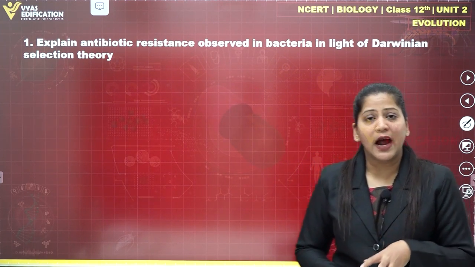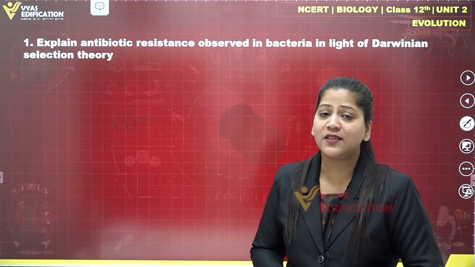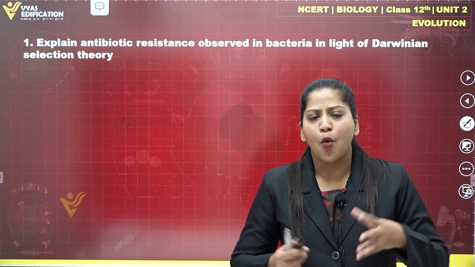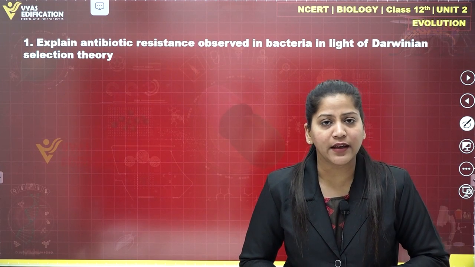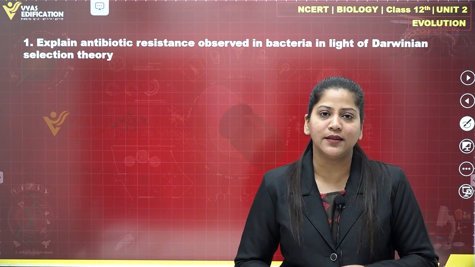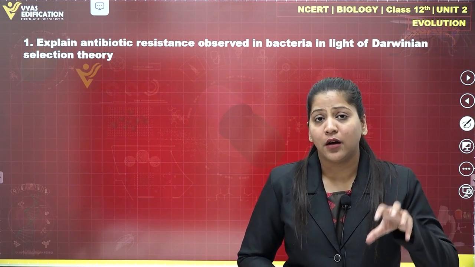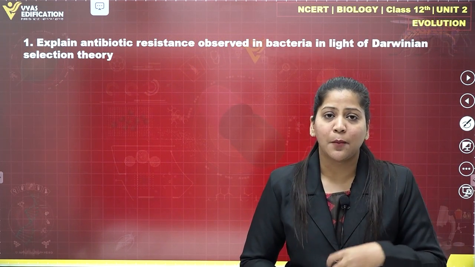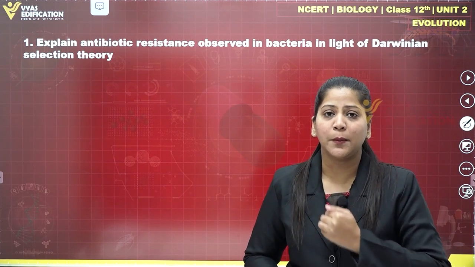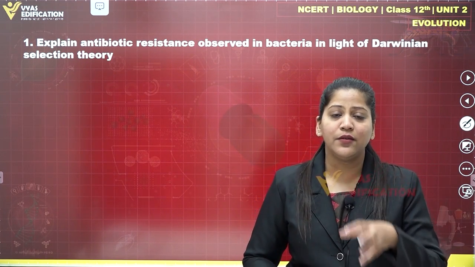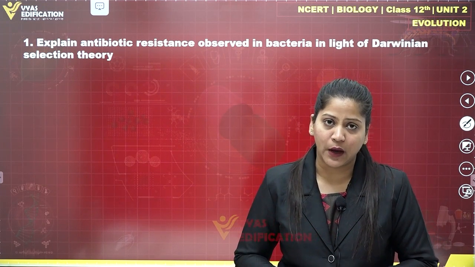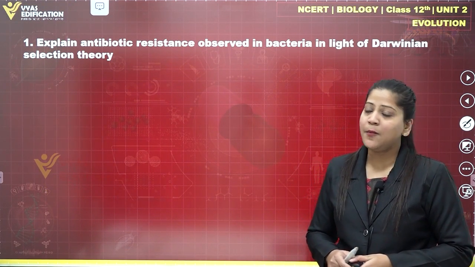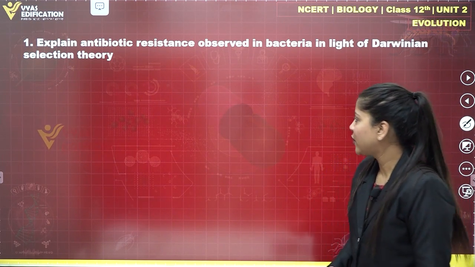Now, if we talk about antibiotic resistance, when people started using the antibiotic penicillin, most of the bacteria were susceptible to it and were easily killed. However, with time, bacteria adapted to it. They developed some methods to fight this antibiotic penicillin, and they survived even in the presence of penicillin. This is how antibiotic resistance in bacteria was observed according to Darwin's selection theory. Now let's write the answer to this question.